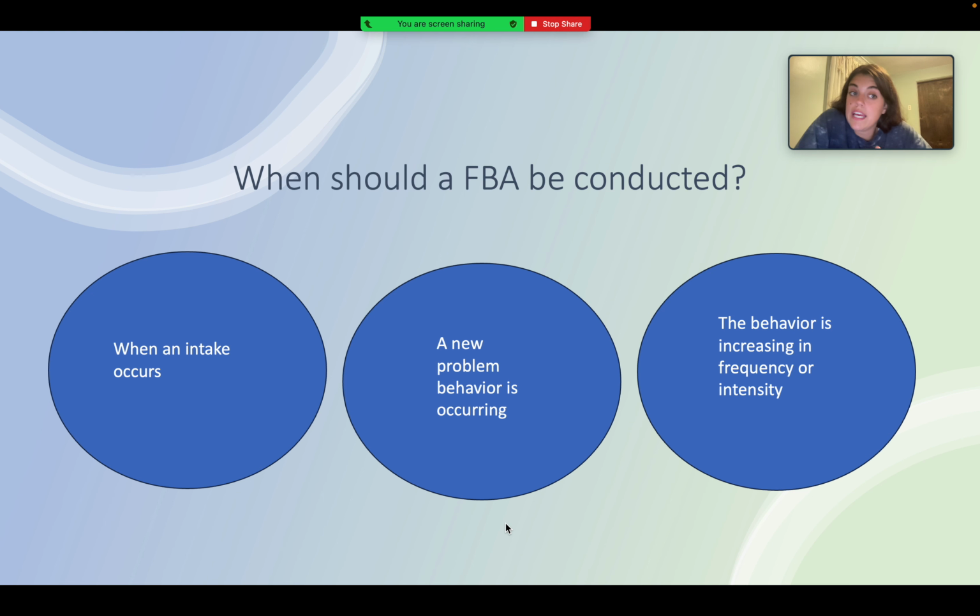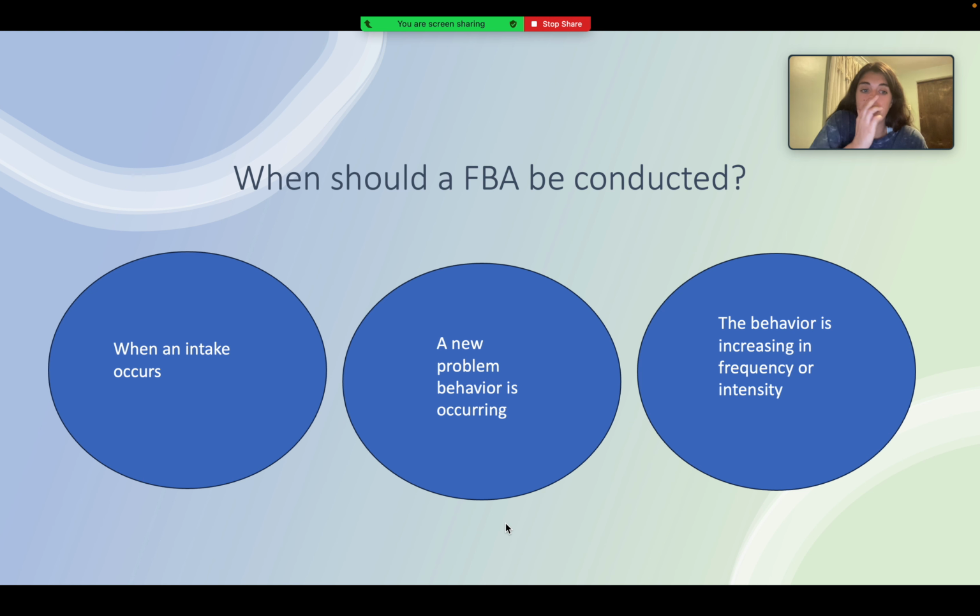When you have a new client coming into ABA or your clinic, you need to conduct a functional behavior assessment in order to pinpoint what behaviors you're seeing, the function of those behaviors, and then the best intervention moving forward. If there's a new problem behavior occurring, you're going to want to conduct an FBA, again, to see what those behaviors are, what the function of those is, and what the best intervention is moving forward.